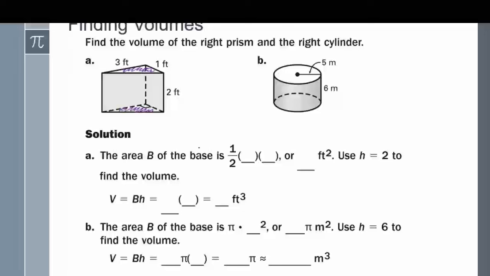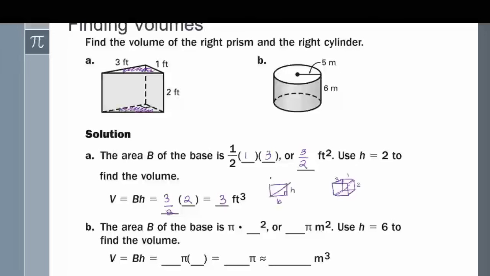So what I first need to find is the area of the triangle, which is 1/2 base times height. So I would do 1/2 of 1 times 3, which gives me 3/2 feet squared, and then I would take that and multiply it by the height, which is the length that connects the two bases. In this case it's 2, so I would do 3/2 times 2. 3 times 2 is 6. 6 divided by 2 is 3, and so the volume of this right prism is 3 feet cubed.